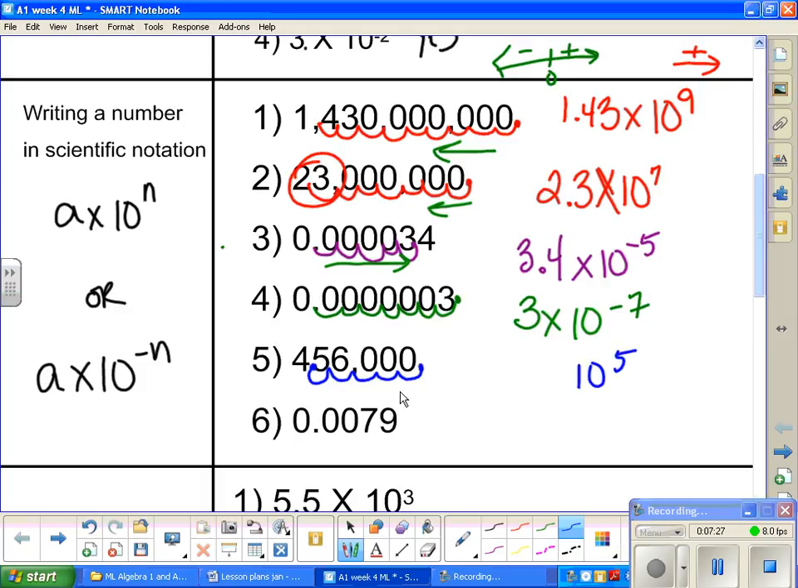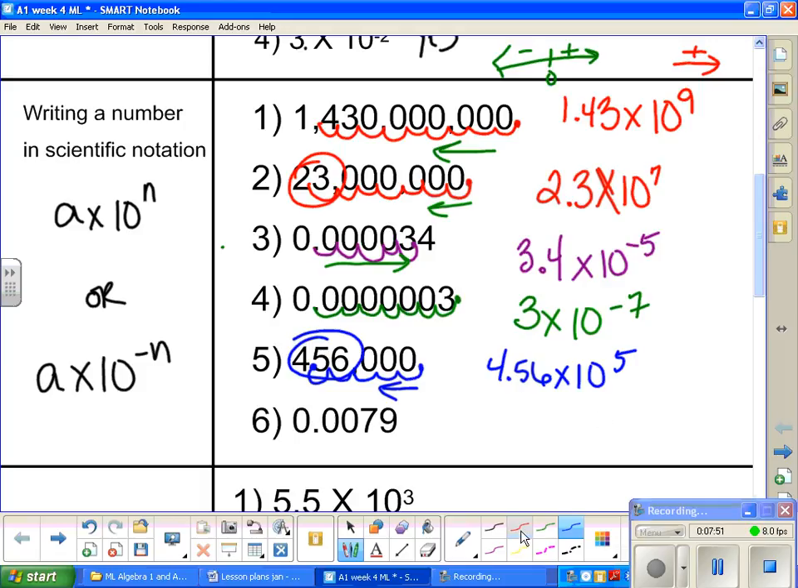It's a positive 5 because it's a number larger than 1. And I'm moving to the left, so in a sense it's the opposite, which is positive. Times, and then it's going to be 4.56. You don't round, you don't drop off any numbers. These are all digits that we have to write.